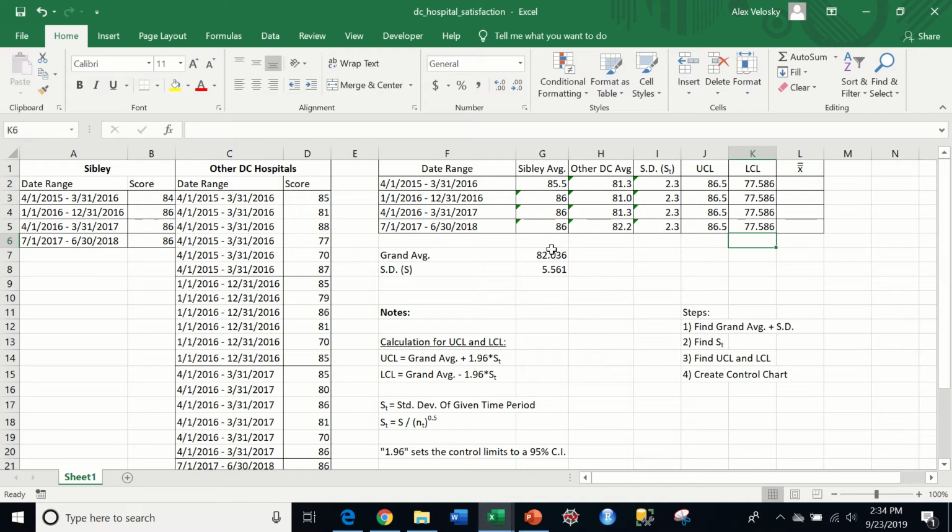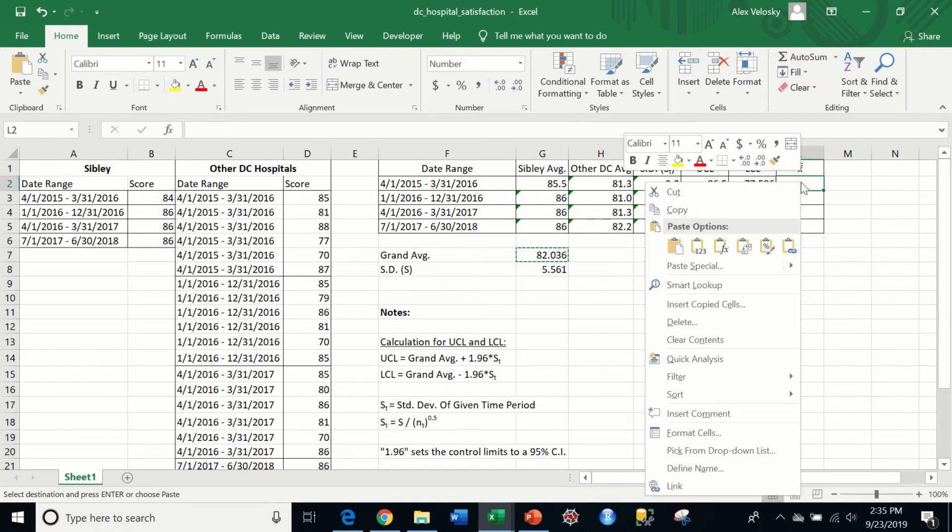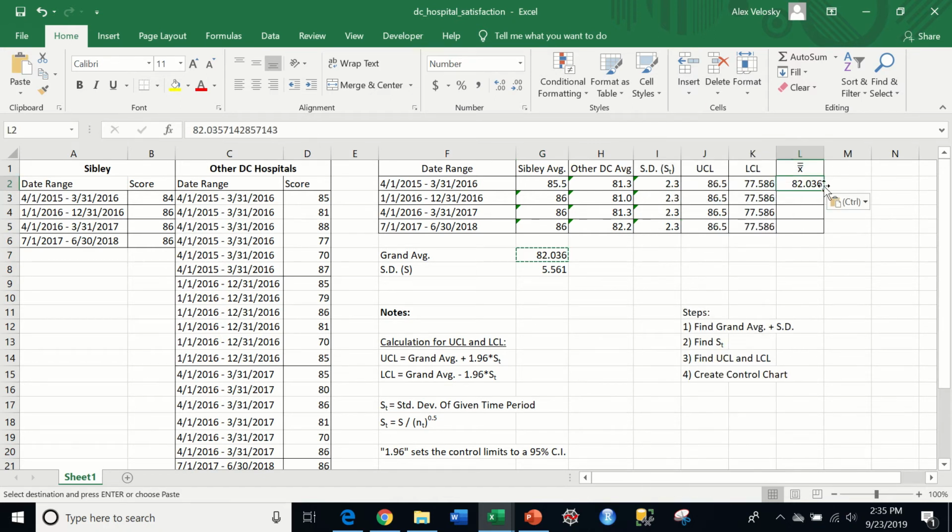And what I like to also do with my control chart, and not all people do this with their control charts, is put the grand average relative to our other averages, so you can see how they compare to the grand average. So I'm just going to copy, paste special that. And this will just create a reference line for our grand average on our control chart, which you'll see in a few moments.